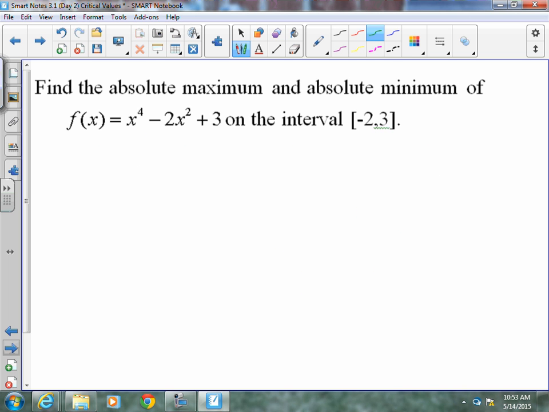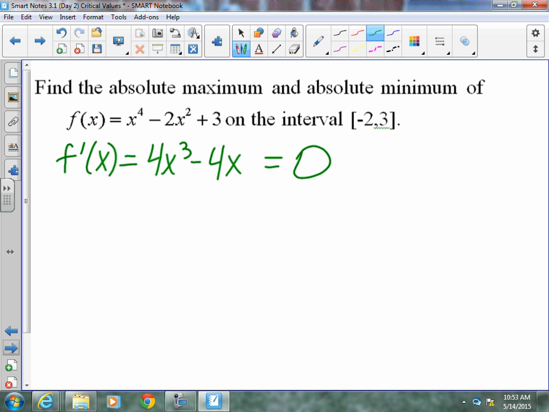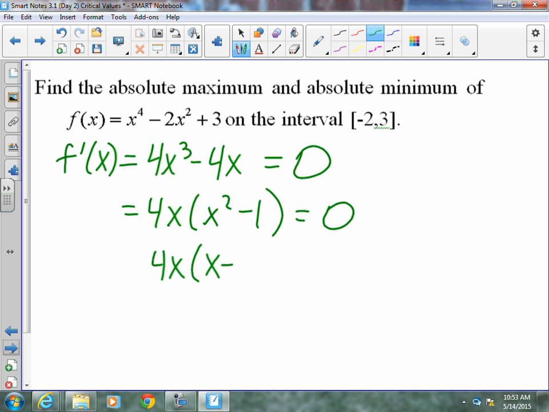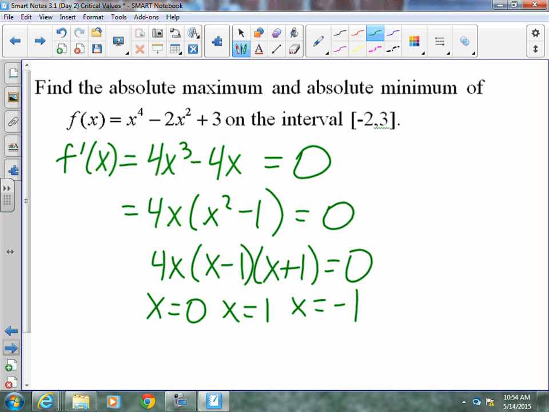So, find the absolute maximum and absolute minimum of this. Well, absolute maxes and mins always come from critical values. So the first thing we have to do is find our critical values. Now, there's nowhere where it's undefined, but it could equal 0. So let's factor. And we end up with 4x, x minus 1 and x plus 1. So our three critical values: x equals 0, x equals 1, and x equals -1.